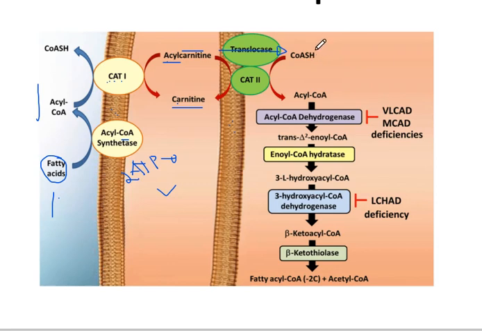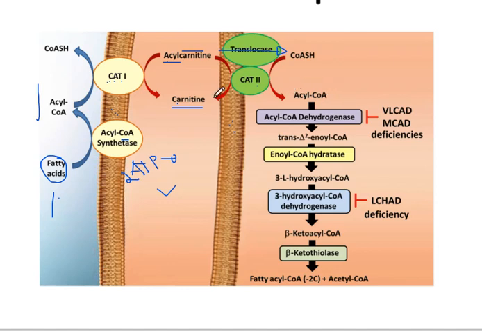Now, when it gets in the mitochondrial matrix in the form of acyl carnitine, the next step is the CAT2, which performs the same function as CAT1, but they are found in different environments. Carnitine acyl transferase 2 will remove the acyl portion of the acyl carnitine and add it to the CoA and form acyl CoA back.